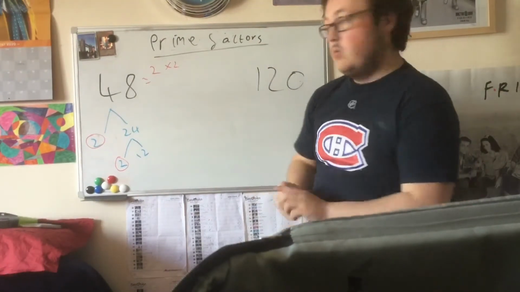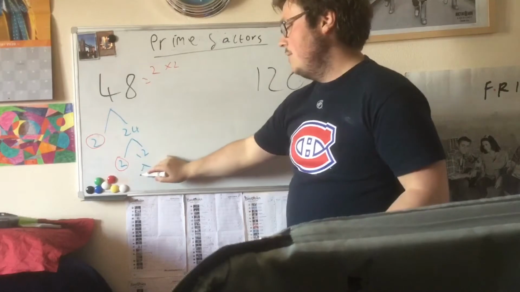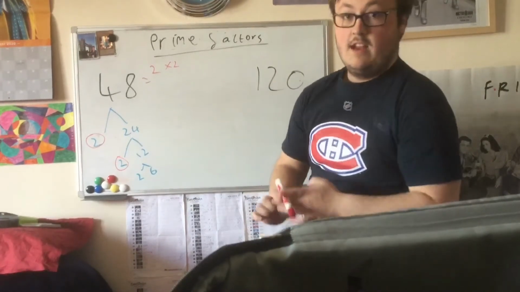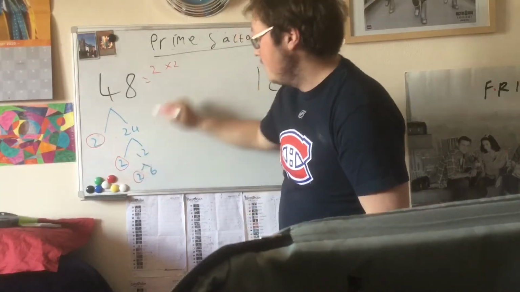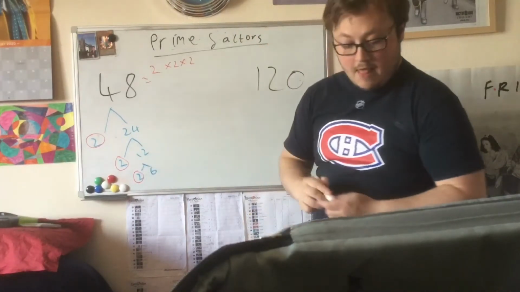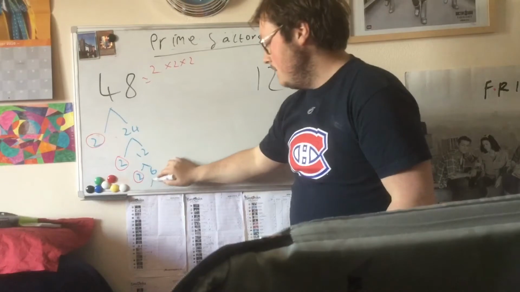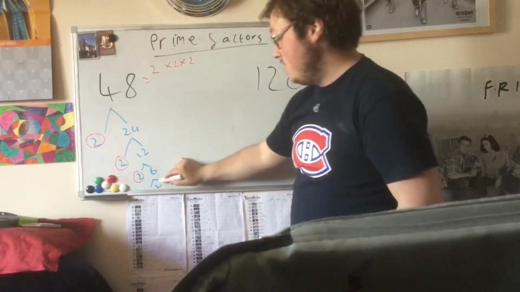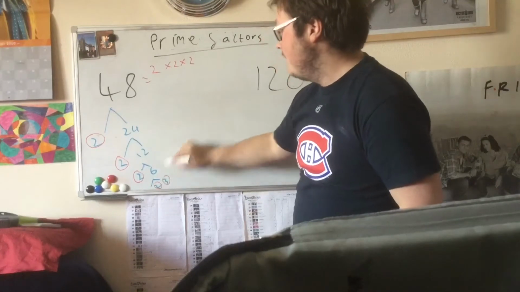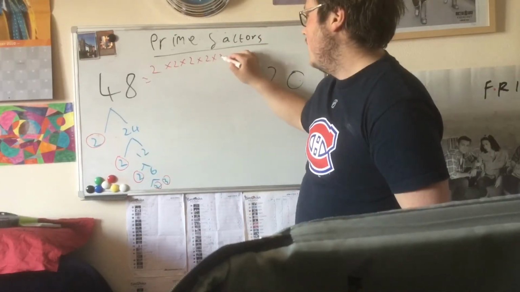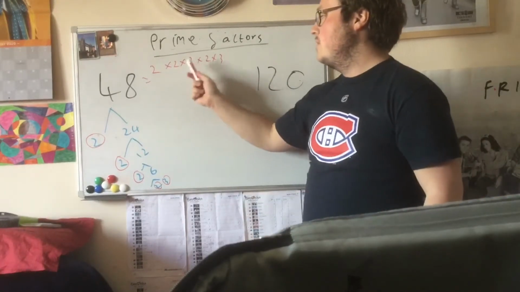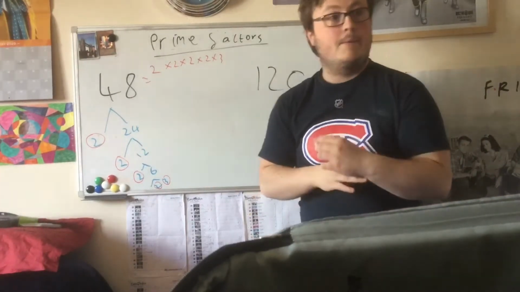We now split that 12 into 2 more factors. I'm going to do a 2 and a 6. Another 2. And then I can split that 6 into 2 more numbers, a 2 and a 3. The 2 and the 3 are both prime factors, so we don't go any further. We just circle them and we write that there. So the prime factors of 48 are 2 times 2 times 2 times 2 times 3.